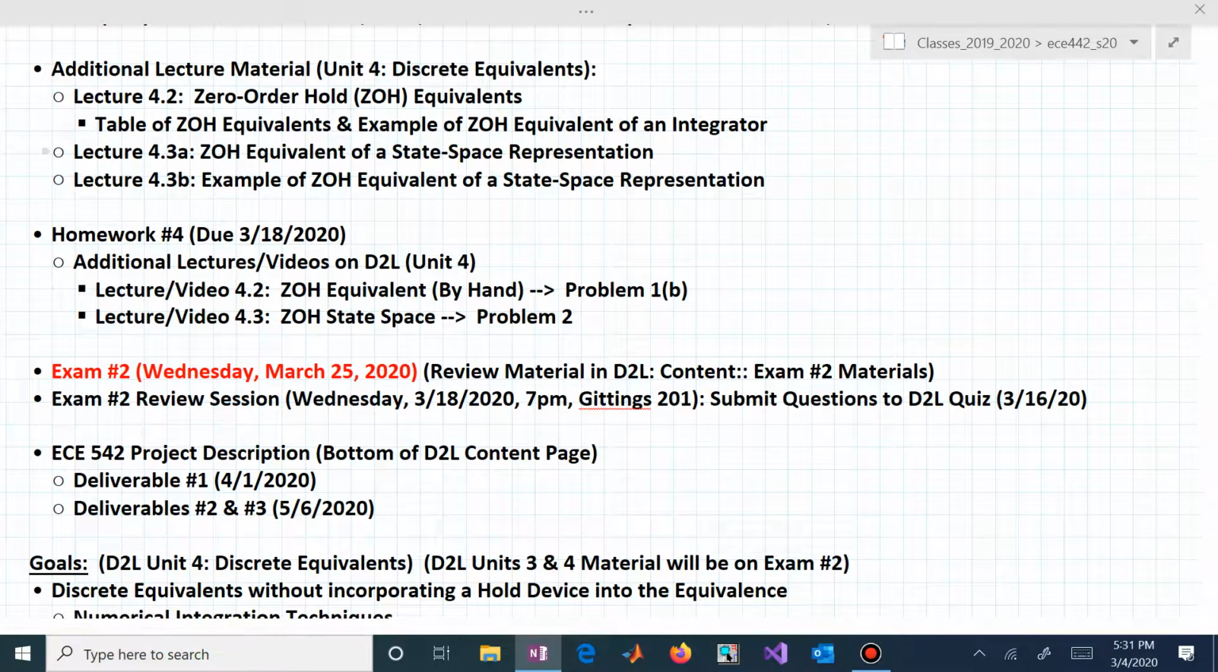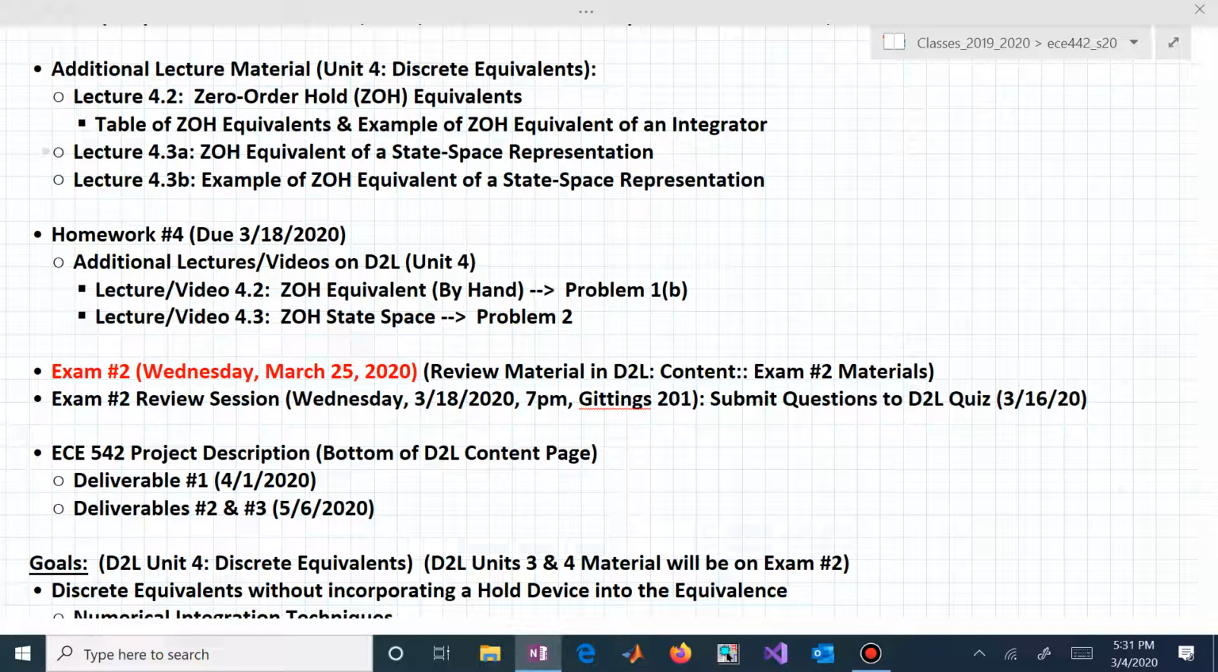This is actually lecture 4.4. Last time in class it was 4.1. In between those are these two pieces of material, lectures and videos. Lecture 4.2 deals with zero-order hold equivalence. It gives you a table that's different than the Z-transform table, but it uses the Z-transforms to establish a table of zero-order hold equivalence. If I now said, what's the zero-order hold equivalent of an integrator, you could go to that table and find that row, and then you know what that is.